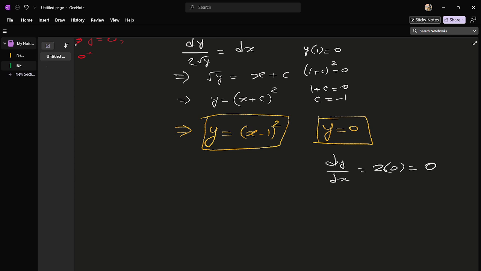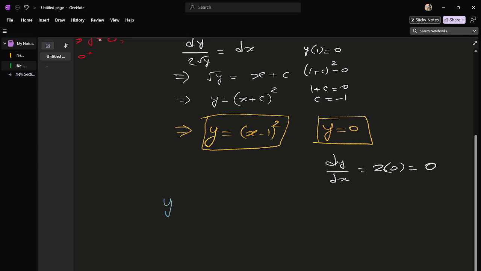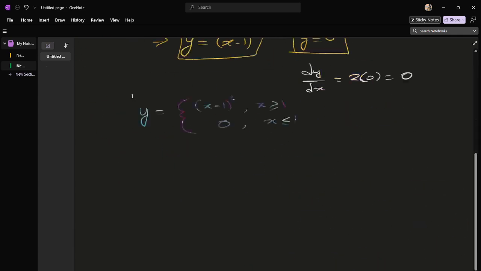So now we set up our general set of solutions: y equals 0 for x less than or equal to 1, and (x - 1)² beyond that. This represents all possible solutions, demonstrating that more than one solution exists. So it has more than one solution, but the uniqueness is violated here.